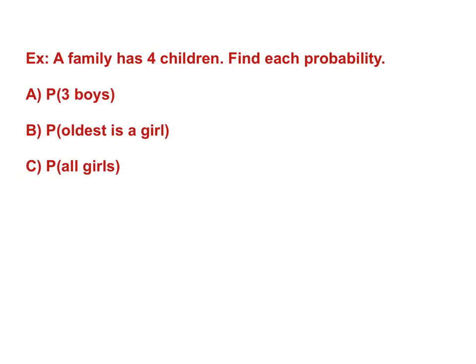A family has 4 children. Find the probability that the family has 3 boys. Find the probability that the oldest child is a girl. And then find the probability that they are all girls. So what's important here, and this is where you might use your tree diagram, is you have to know how many total possibilities there are for a family with 4 kids. Okay? So we have to know about boys and girls. And so you need to figure out how many total possibilities there are first before you can figure out how many different ways you can come up with these things.